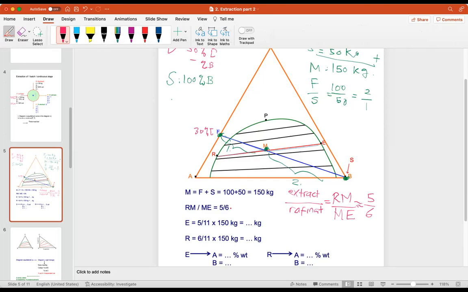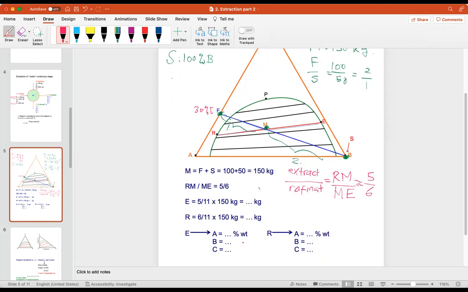So your extract becomes 5 divided by the total of this one, 11, multiplied by the mixture. The mixture is 150 kilograms. Then you will get the amount of extract, and also the amount of raffinate. So you calculate the amount of extract and the amount of raffinate, and that is what you have.